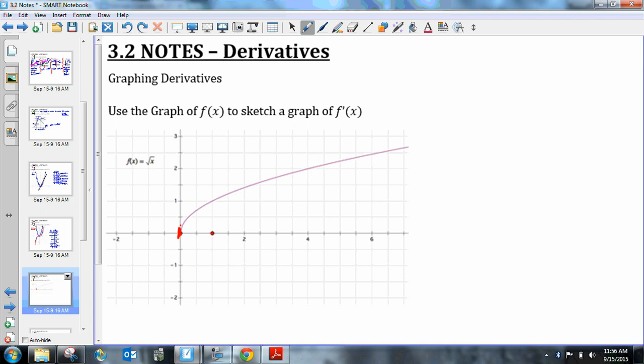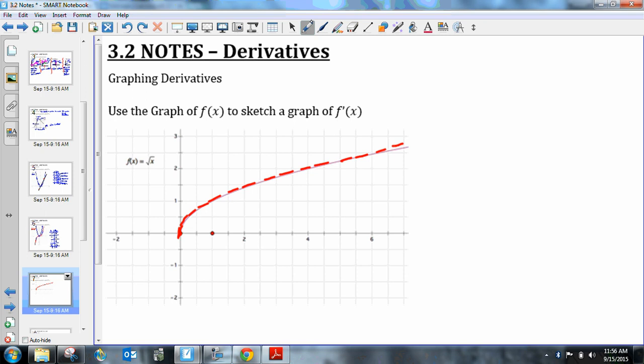So then what I'm going to do is I need to look at what happens to my slopes. They're really, really, really steep. And then as x gets bigger, the values of my slopes get less and less steep. So the value of my slopes goes down. Okay, so I have all these different slopes. They're getting less and less steep as x gets bigger.